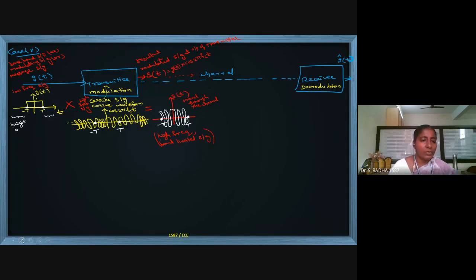Now I am going to another case, case 6. I will discuss only the transmitter. We will see how far you are understanding. This is the transmitter.